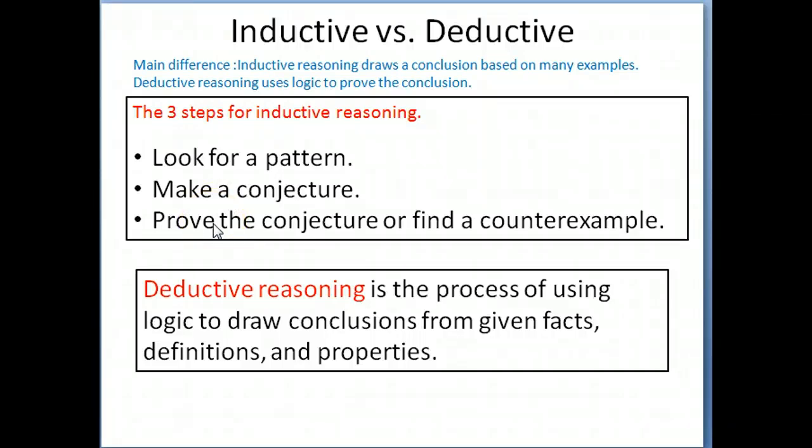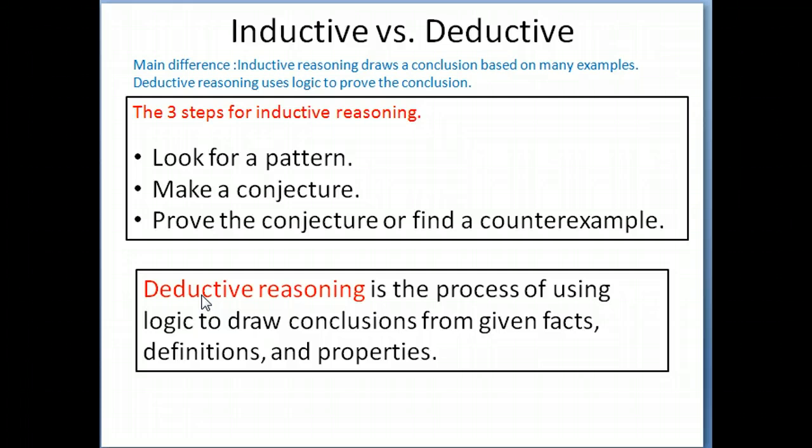Then we would either prove or disprove it by finding a counterexample, and then we talked about how, well, penguins would be a counterexample because they are birds, but they do not fly. Okay, so that is how we use logic with inductive reasoning.